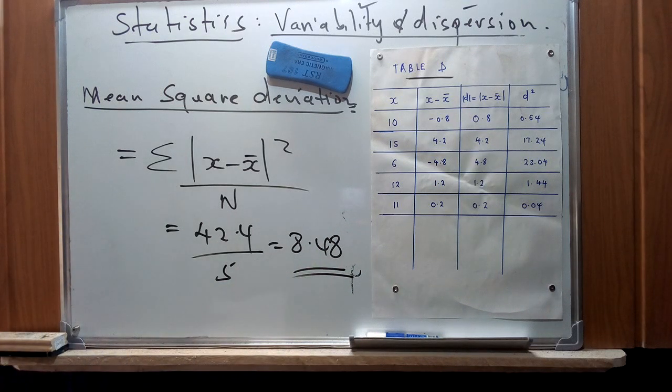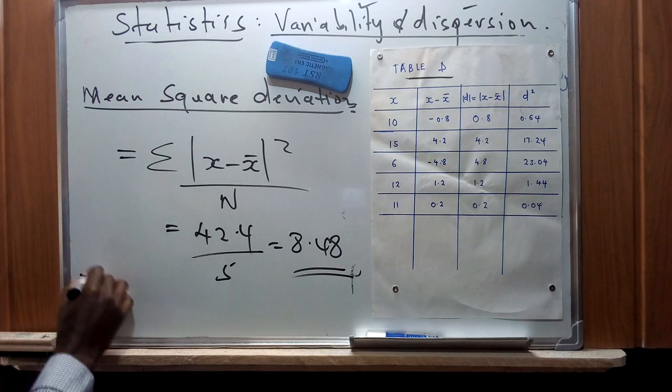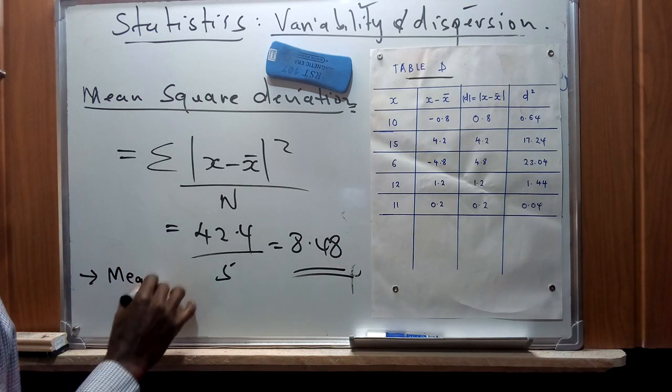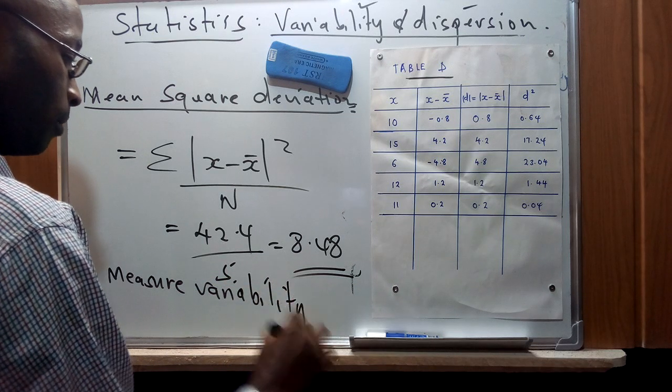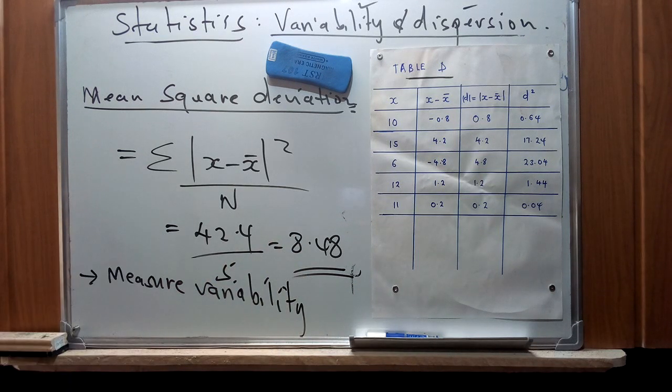So if you try to look at these different concepts that we have talked about, the range, which is the smallest and the largest value, the mean absolute deviation and the mean square deviation, of course, they are going to assist us to measure what we call variability. These two concepts are going to assist us to measure variability, and in that case, try to interpret the extent of dispersion of the range of data that we have been given.